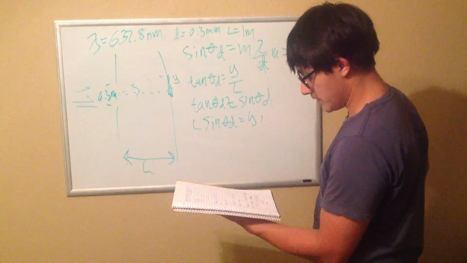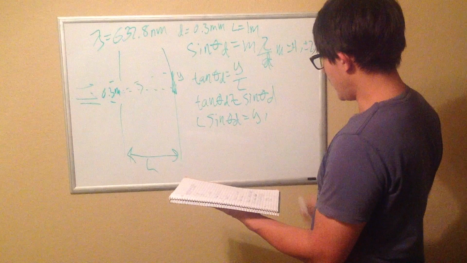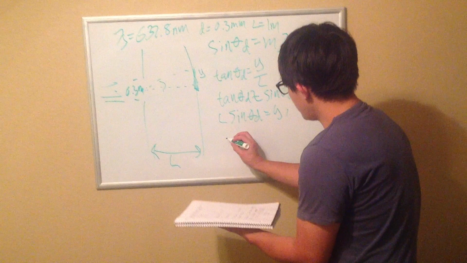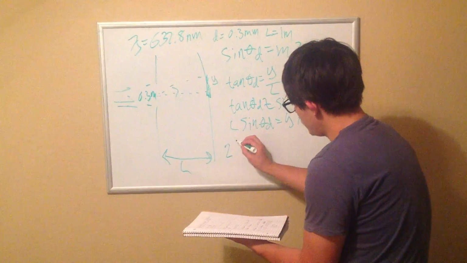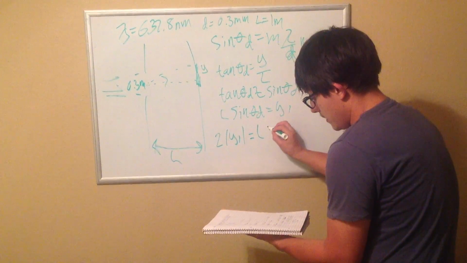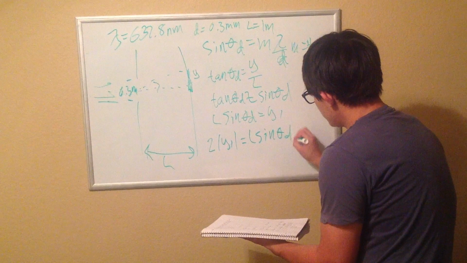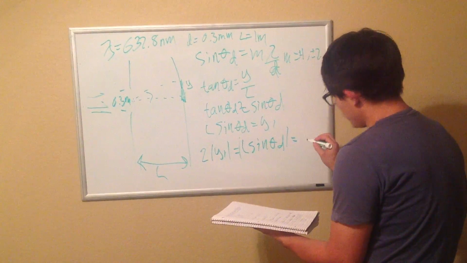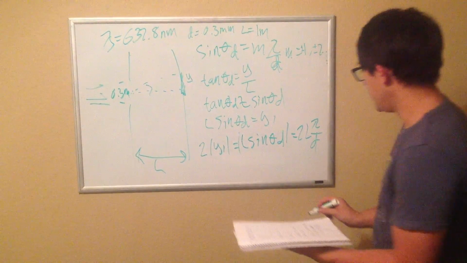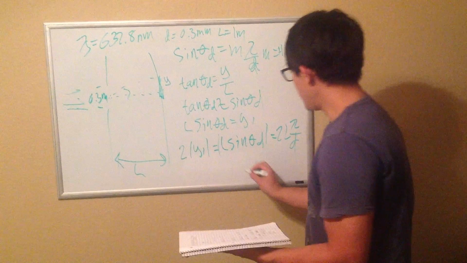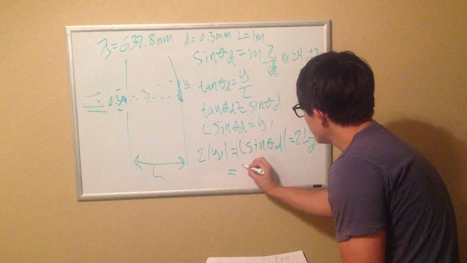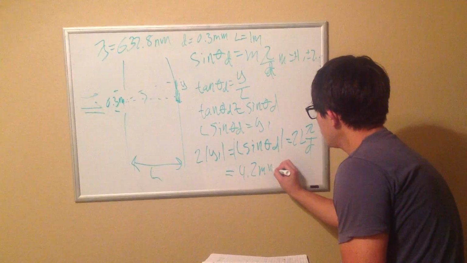So I rearrange this, and I get that 2 absolute value y1 is equal to L sine theta dark absolute value, which is also equal to 2L lambda divided by d. And then plugging these values into here, I get that the distance from here to here is 4.2 millimeters.